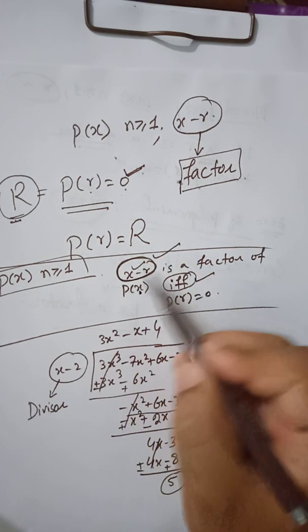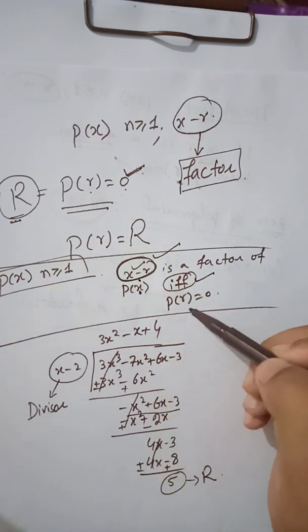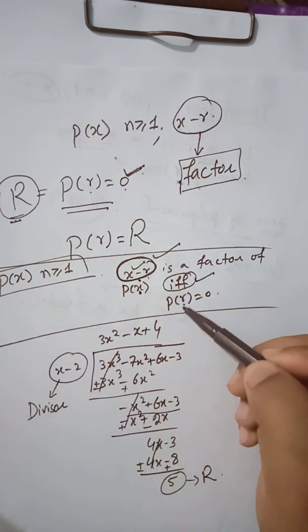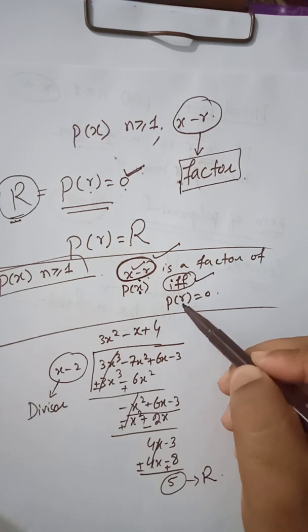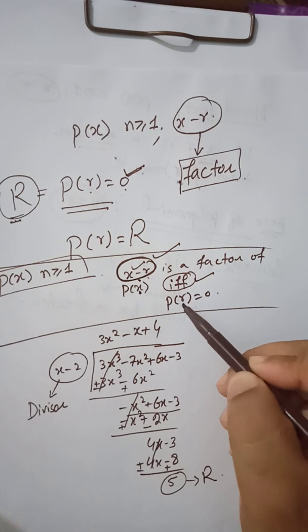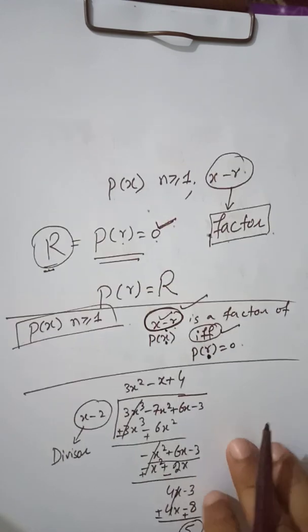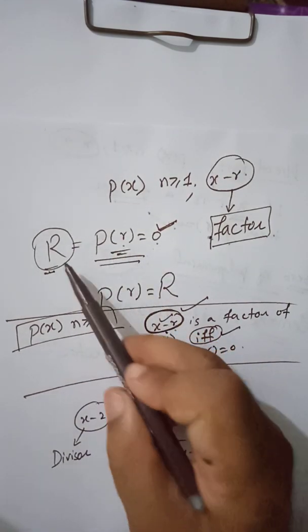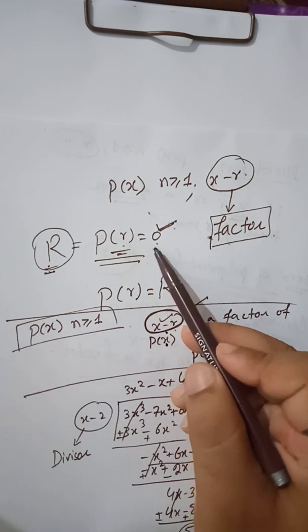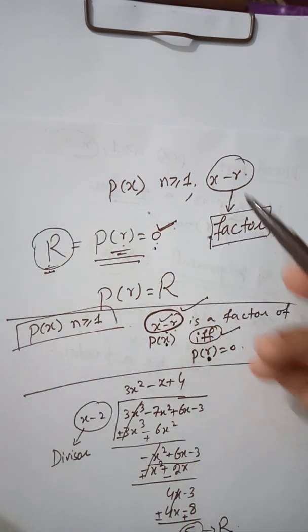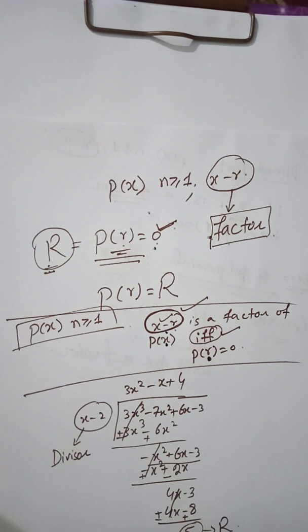So if and only if has two parts, one is direct and the other is converse. If x minus r is a factor, then by replacing x with r in the given polynomial, you will get 0. And if we have p of r equal to 0, then x minus r must be a factor. So this is the factor theorem. Similar is the remainder theorem, where you will always get a remainder 0. So you can say that x minus r is my factor, because in case of a factor you always get a remainder 0.